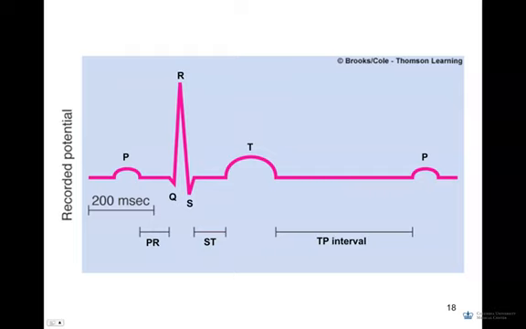So the P wave is the depolarization of both atria once the SA node fires. Then you have the AV nodal delay, reflected in the PR interval. The QRS complex represents the depolarization of both ventricles. The ST interval represents ventricular ejection of blood, and the T wave represents the repolarization of both ventricles. And this represents the electrical activity of the heart measured at the surface of the skin.